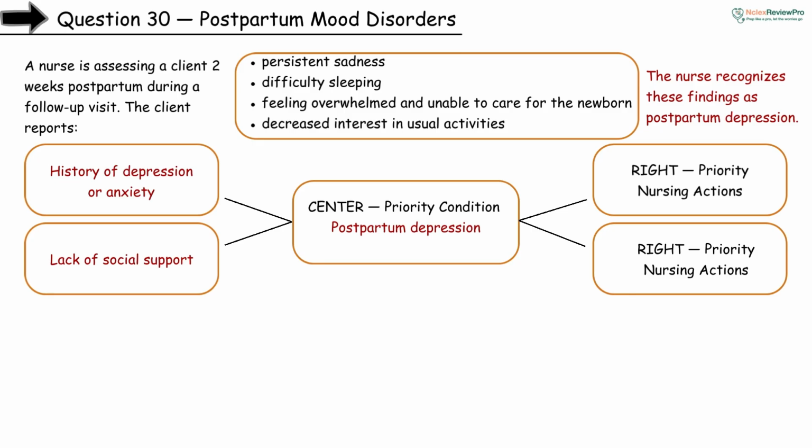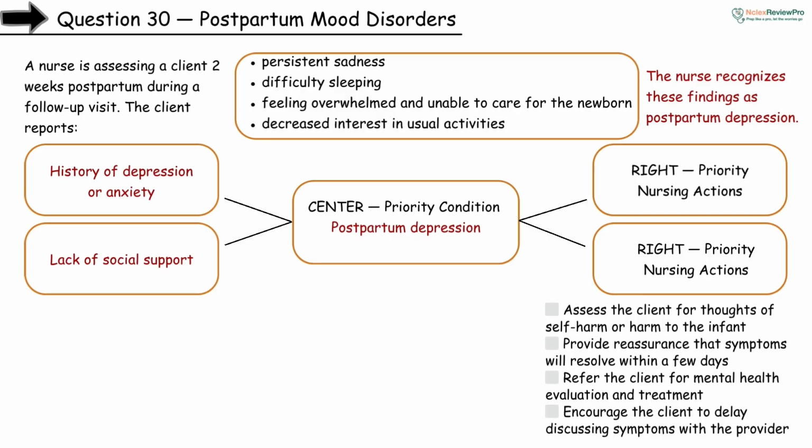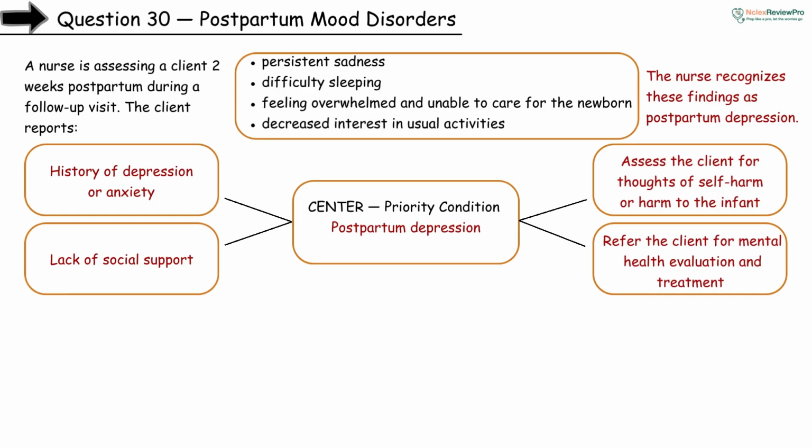Now the center. The priority condition is postpartum depression. This is not baby blues. The symptoms are persistent, severe, and interfering with daily functioning. Now the right side, priority nursing actions. The correct answers are: assess the client for thoughts of self-harm or harm to the infant, refer the client for mental health evaluation and treatment. Safety always comes first. You must assess for suicidal ideation or risk to the infant, and then ensure appropriate referral for treatment, which may include therapy or medication.